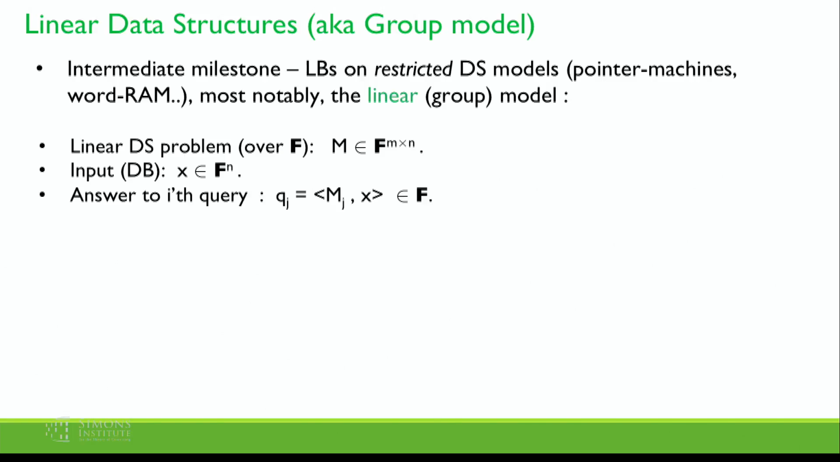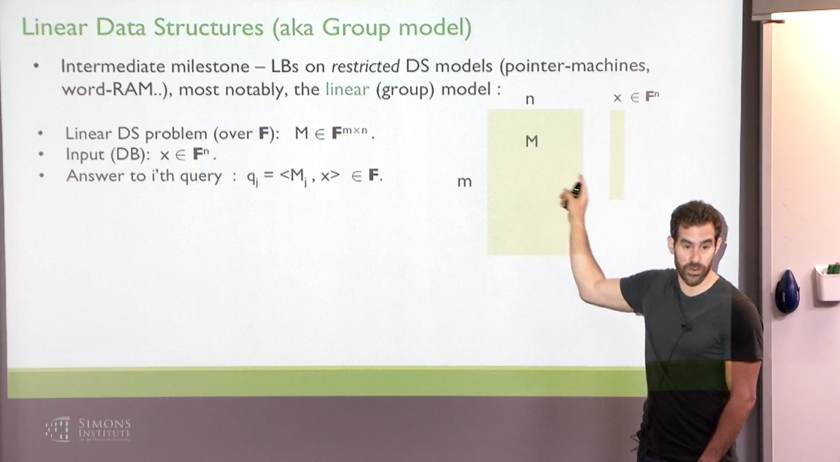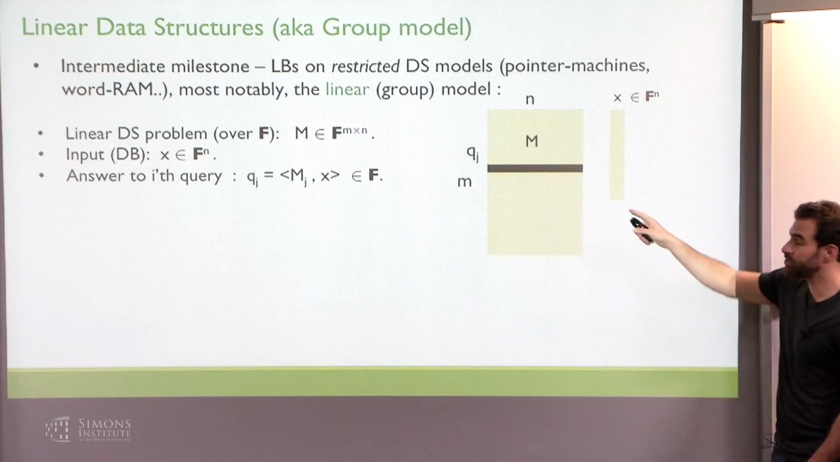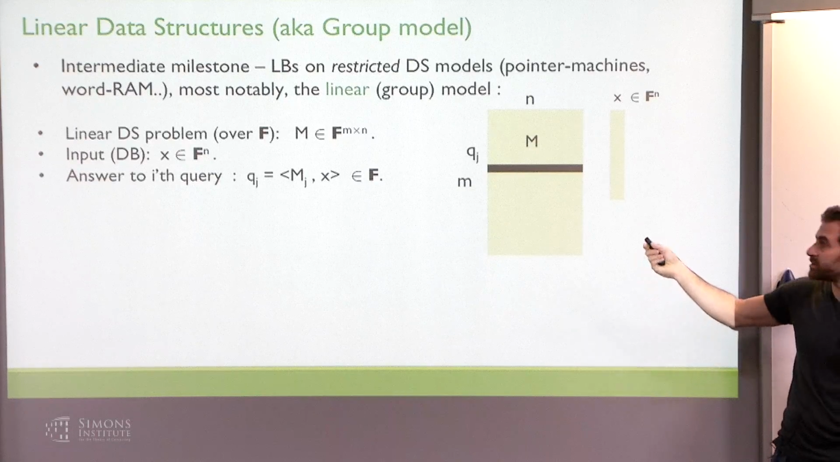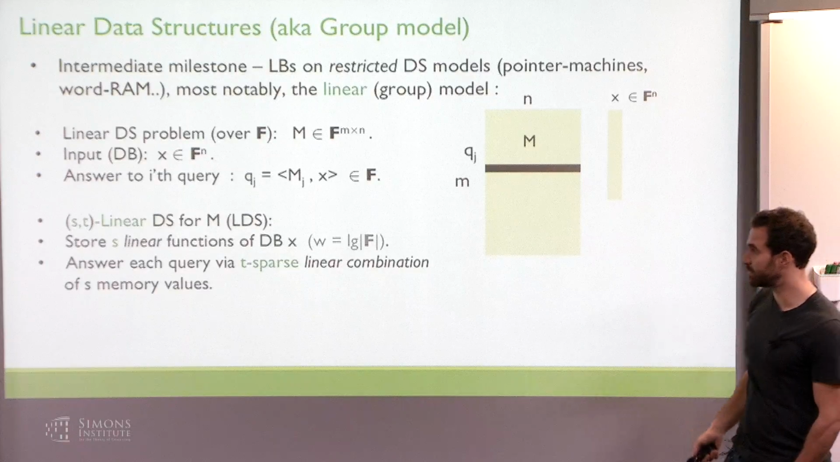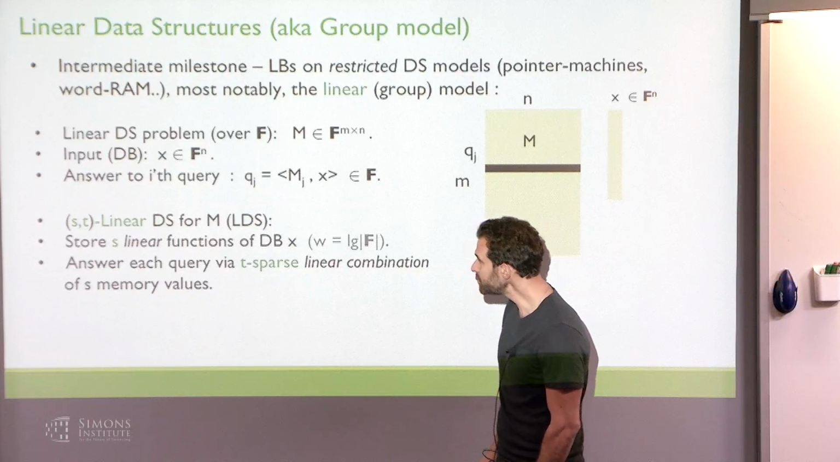A linear data structure problem is nothing else but a matrix, an m by n matrix, over your favorite finite field F. The input database is just an n-letter string, an n-dimensional vector x. The queries are just the rows of this matrix, so we have m, maybe n to the 10, queries. And the answer to the jth query is what you would guess: just the dot product between the jth row and the data. Does it make sense?